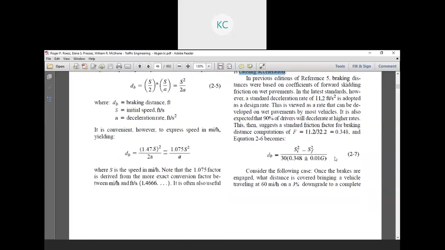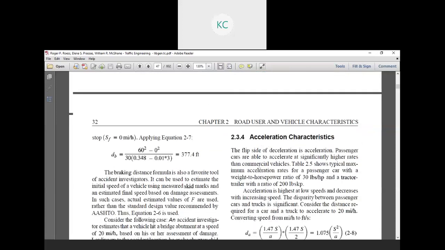For that particular equation, the holistic braking distance equation is termed as d equal to si square minus sf square upon 30 into 0.348 plus or minus 0.01 g.